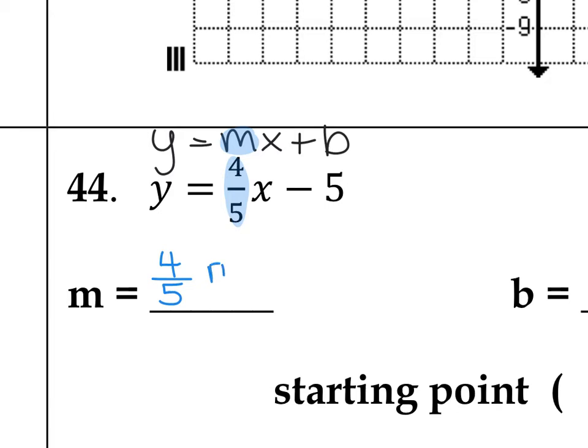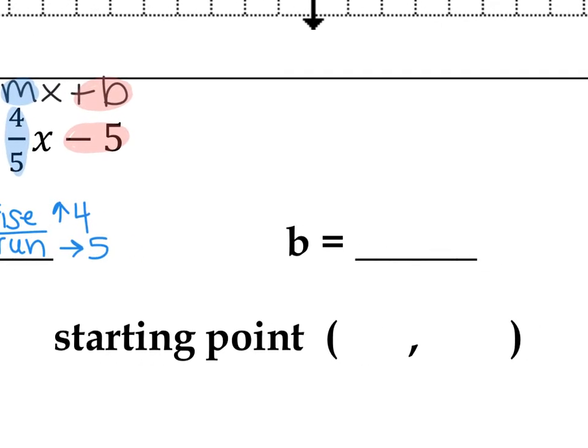And that means my rise over my run. Rise is positive 4, so that's up 4. And my run is positive 5, so that's to the right 5. Then we have our B for beginning, our y-intercept here. So B is negative 5. Keep the sign with it.